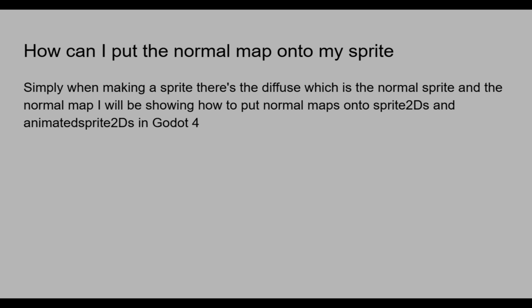How can I put a normal map onto my sprite? Basically, whenever you have the sprite, there's the diffuse texture, which is just the regular sprite, and the normal map, which doesn't show up. It just tells the game, like I've said, how to project the light onto it.